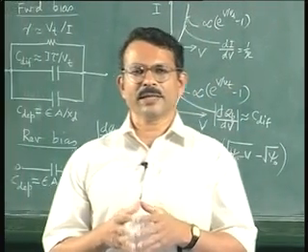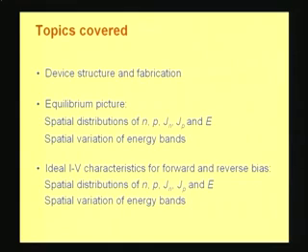Now I would like to summarize the discussion on the PN junctions. So we covered the following topics in the last 7 lectures. First we discussed device structure and fabrication. Then we idealized the structure and used the approximate simple structure for analysis. First we discussed the equilibrium picture in which we gave the distributions of N, P, J, Jp and E, and then we also considered the variation of energy bands. Then we considered the ideal current voltage characteristics for forward and reverse bias.